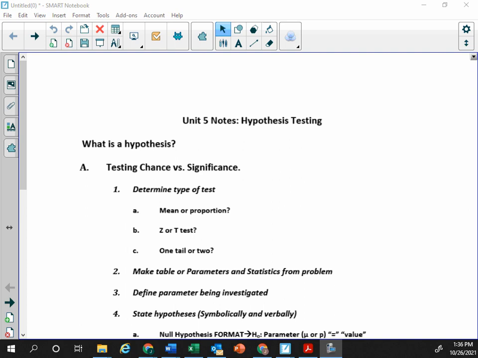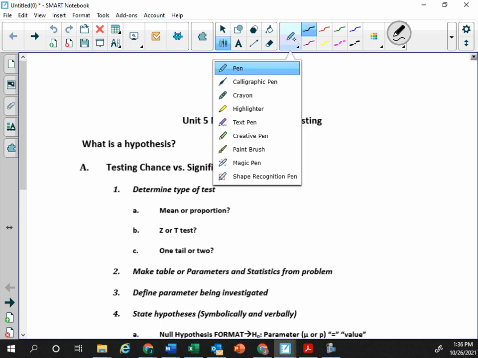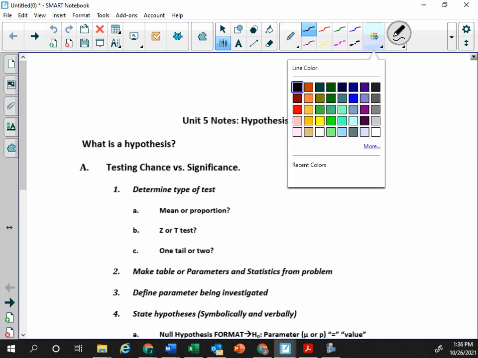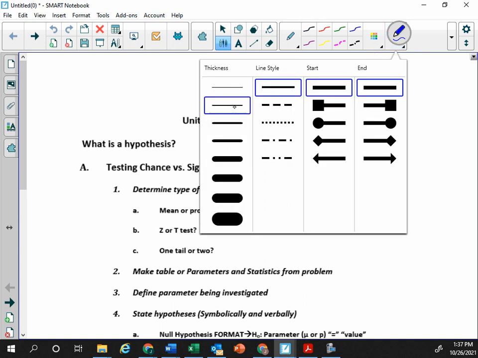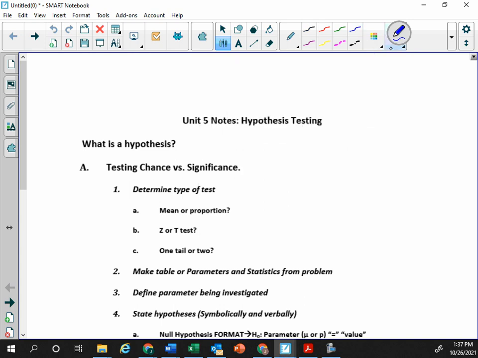All right, so we're going to do hypothesis testing for Unit 5. We're going to look at hypothesis testing. It goes along the same lines as confidence intervals. So if you liked confidence intervals and understood them, that bodes well for you with hypothesis testing. And if you didn't like confidence intervals, then this is an opportunity to review some of that, okay? All right, so what is a hypothesis?